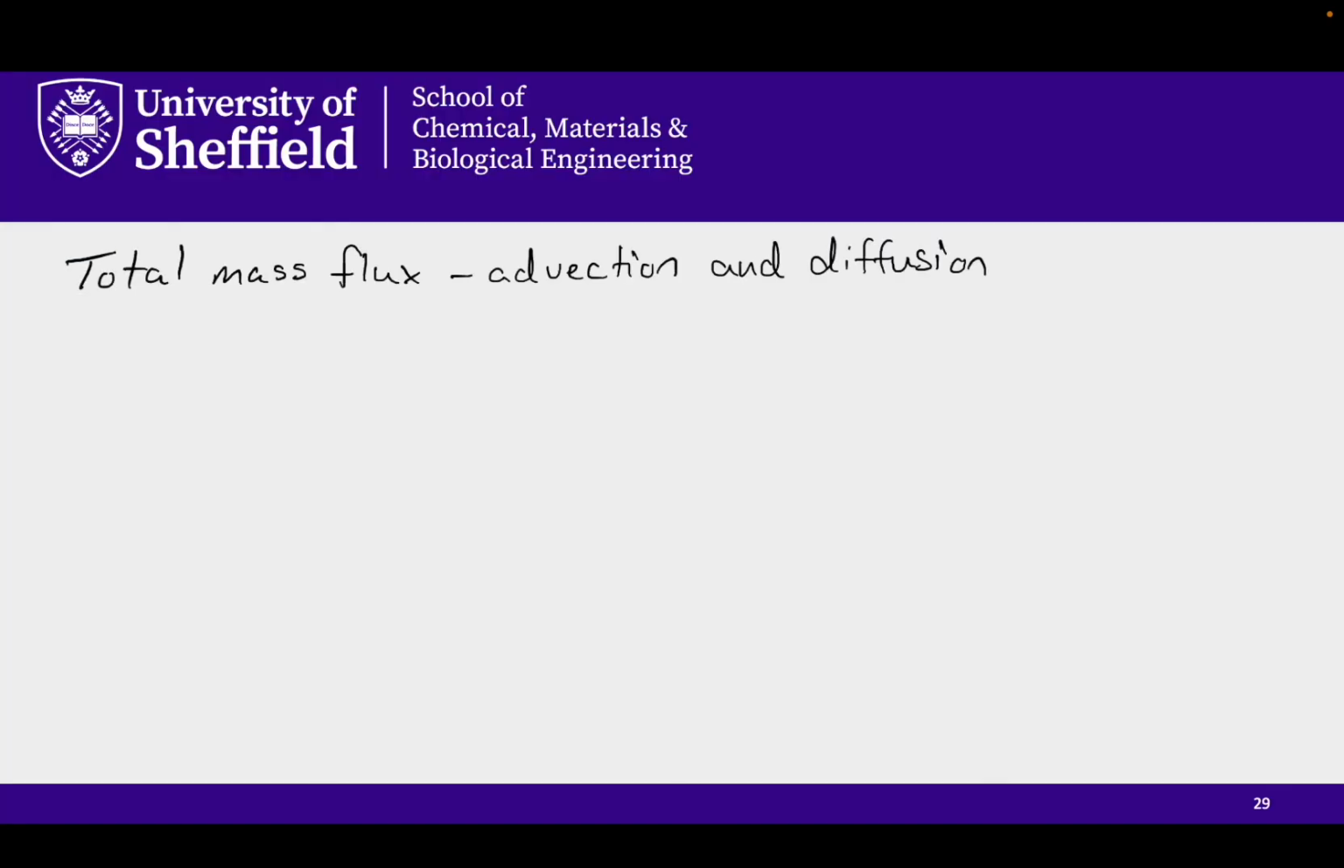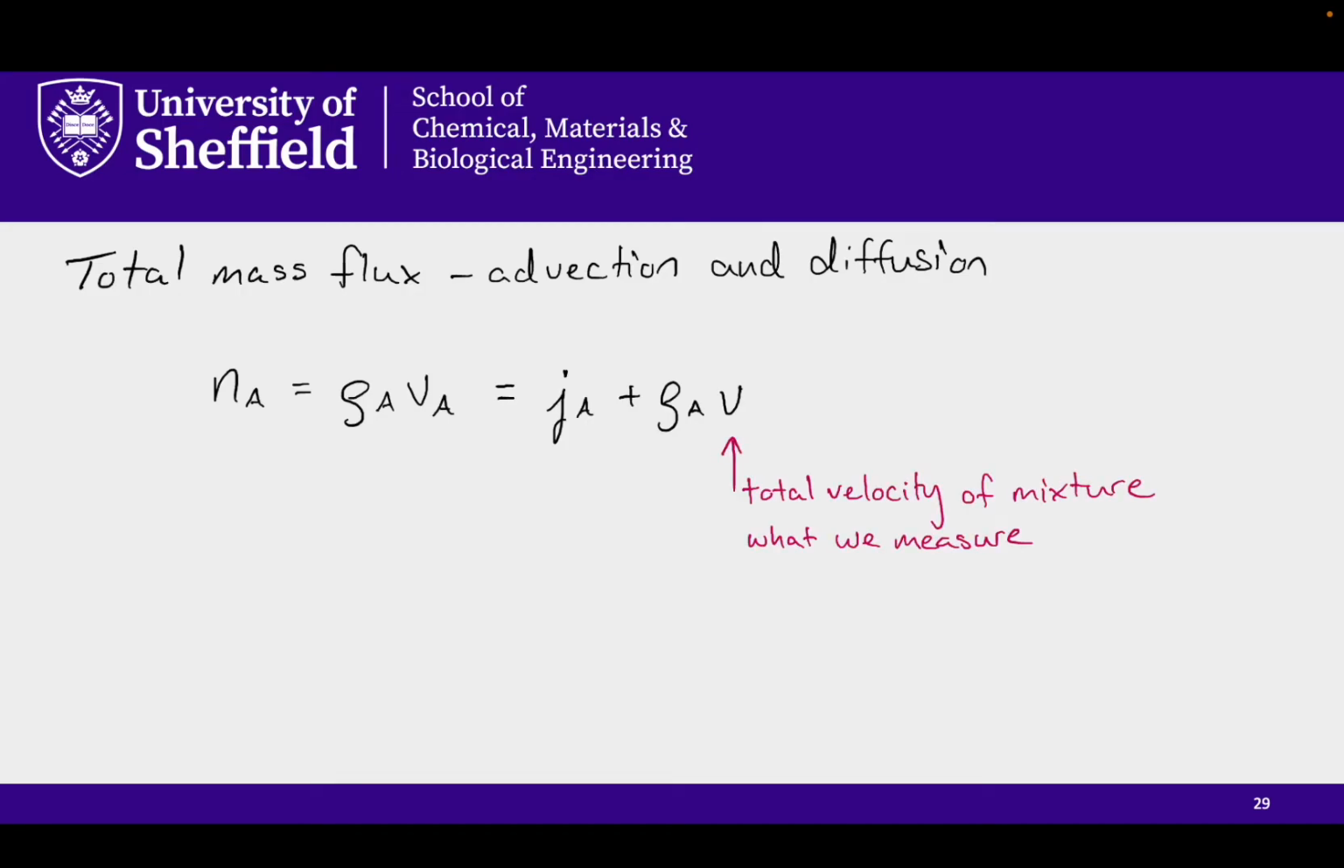So we've already seen that the total mass flux combines advection and diffusion. And so our expression that we've previously derived for total mass flux is, for species A, rho A times the velocity of A, and that's a velocity specific to the species A. This is also equal to the combined diffusive flux with the advective flux. So JA is the diffusive flux and rho A V is the advective flux. And so that's the total velocity of the mixture, and that's what we actually measure as V.